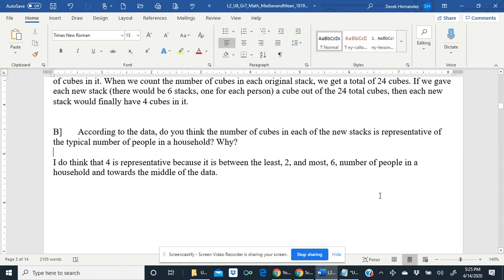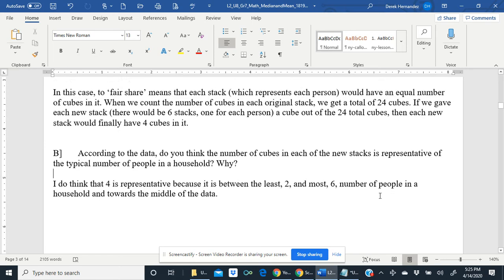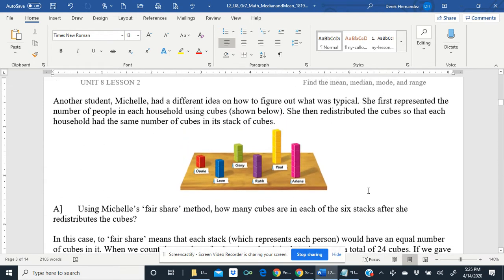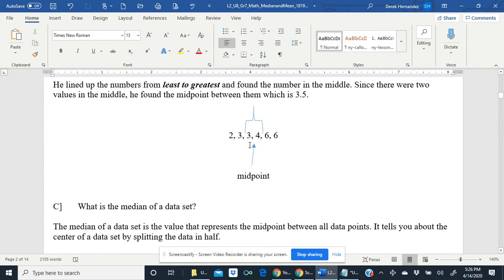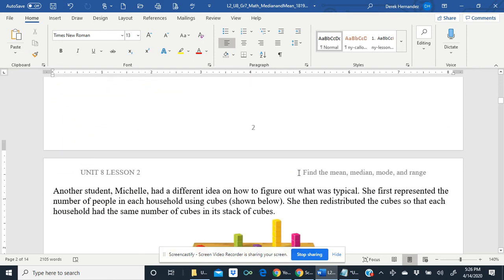I do think that 4 is representative because it is between the least, 2, and the most, 6, number of people in a household, and it's towards the middle of the data. So if you look at our data, 2, 3, 3, 4, 6, 6. 4 is roughly in the middle, but you have to make sure your numbers are ordered from least to greatest to be able to see that middle value.